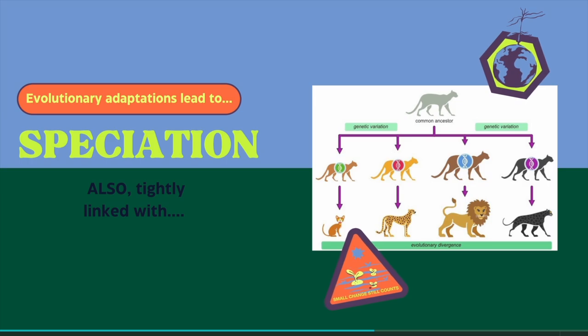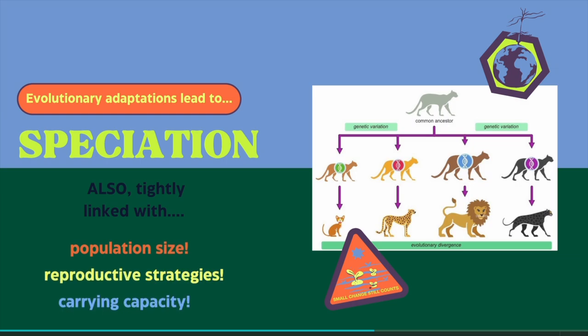This is evident in forest ecosystems, where isolated populations of plants or animals may adapt to microhabitats, eventually becoming a distinct species. As we discussed in Lectures 7 and 8, these evolutionary processes are tightly linked to population size, reproductive strategies, and the carrying capacity of the environment.